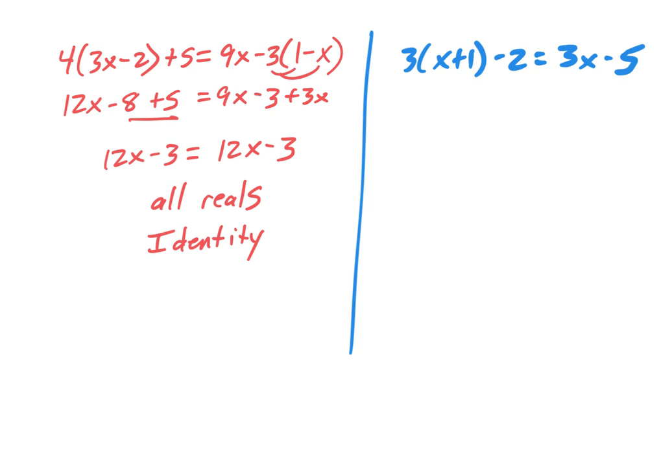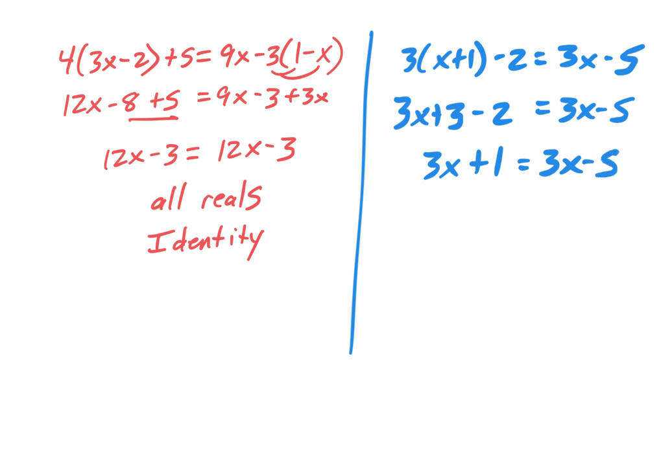Well, on the one on the right, we have 3x plus 3 minus 2 equals 3x minus 5. Okay, now really watch your signs here. This is 3 minus 2 on the left. Are these two exactly the same? No. But what will happen here is my x's are going to disappear, right? Because I subtract 3x from both sides, my x's are gone. And what I'm left with is 1 equals negative 5.